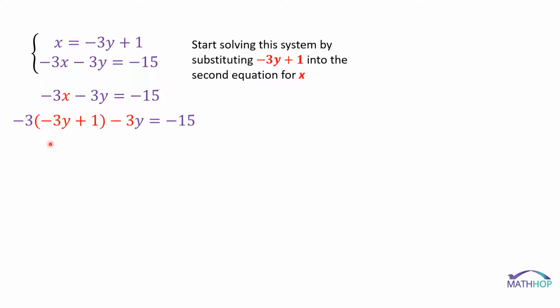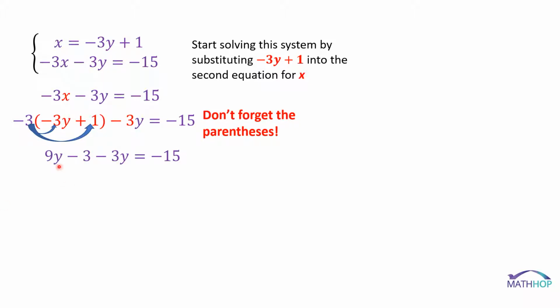When you substitute negative 3y plus 1 in for x, be sure to put it in parentheses. Do not forget your parentheses. If you don't distribute correctly, you're guaranteed to get the wrong answer. So let's distribute. Negative 3 times negative 3y is positive 9y. And here's the part people forget: multiply that negative 3 times that 1. So we get 9y, that's negative 3 times negative 3y, minus 3. Negative 3 times positive 1 is a negative 3. Bring down my negative 3y equals negative 15.